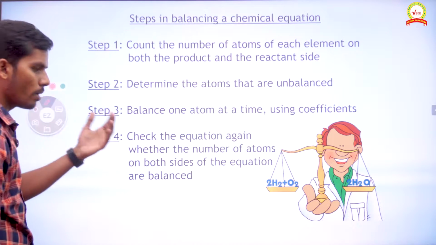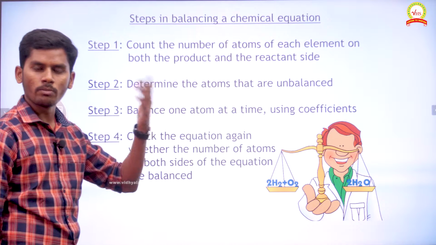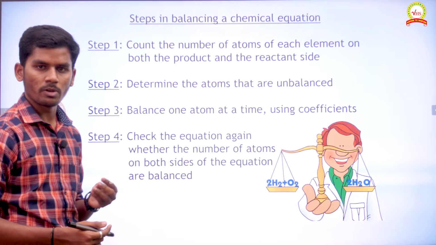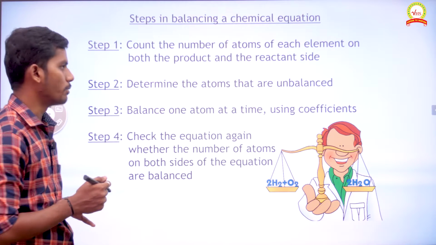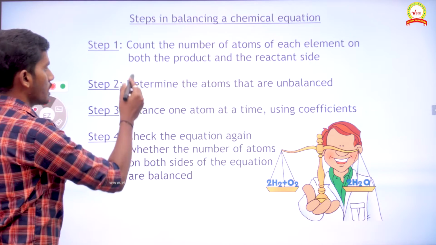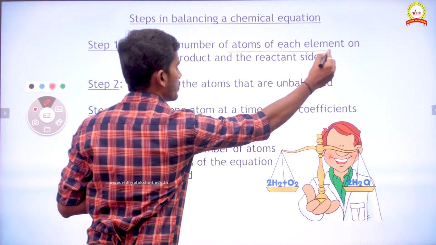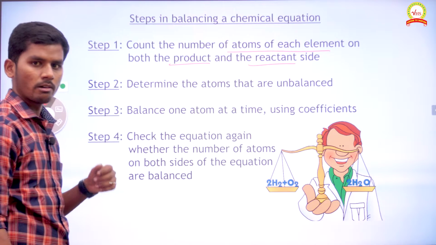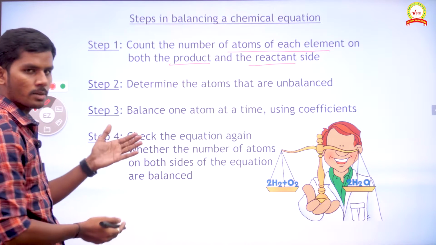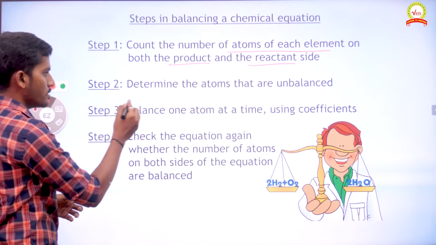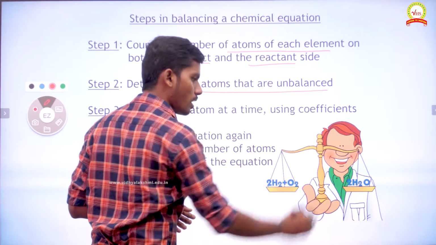So, if we want to balance, we can't directly go and balance the chemical equation. There are certain steps and procedures that we must follow to balance the chemical equation. So, just see the slide, see the first step: count the number of atoms of each element present in the product side as well as the reactant side. I will discuss one example, just learn the steps alone first, later we will discuss a few examples. Second step, determine the atoms that are unbalanced.